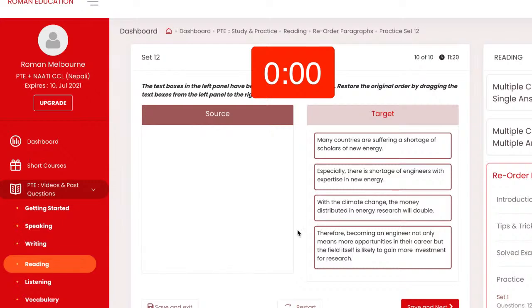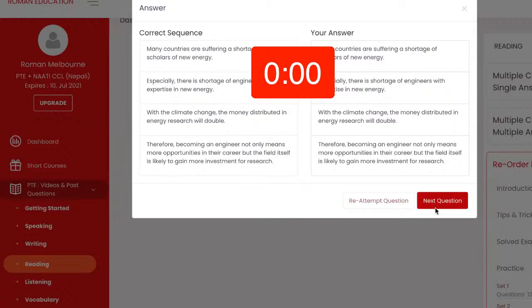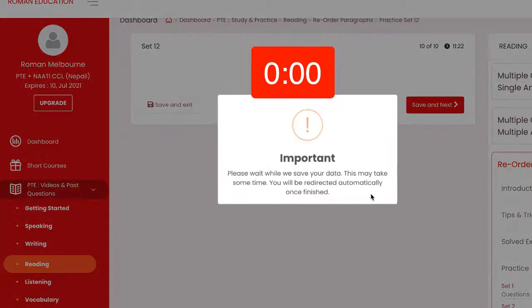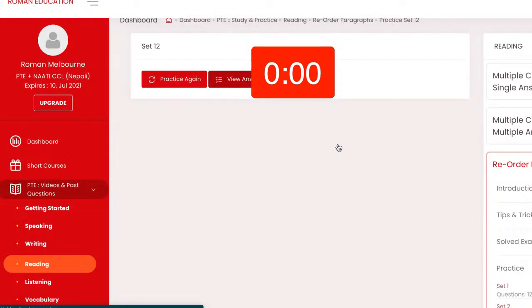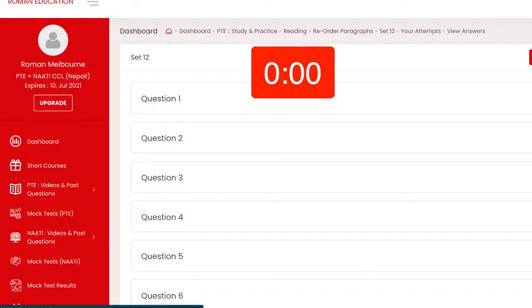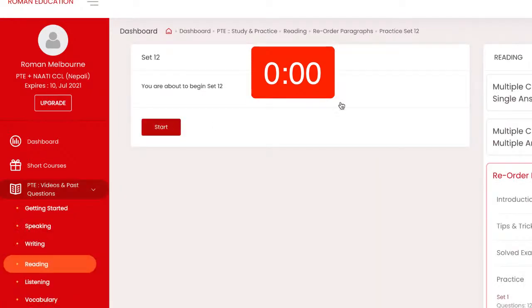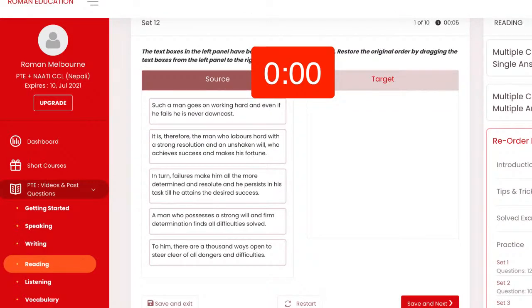Let's go to the next question here and practice the next question now. By the way, this is the correct answer. And I've already showed you the correct answer. So I'm going to restart this set now. Okay, so this is your second practice question.